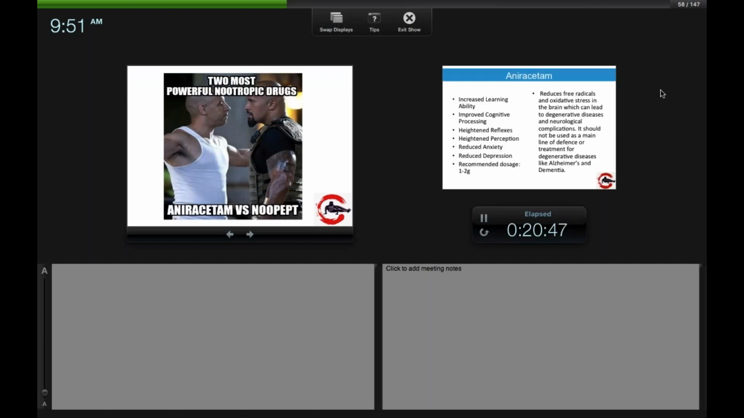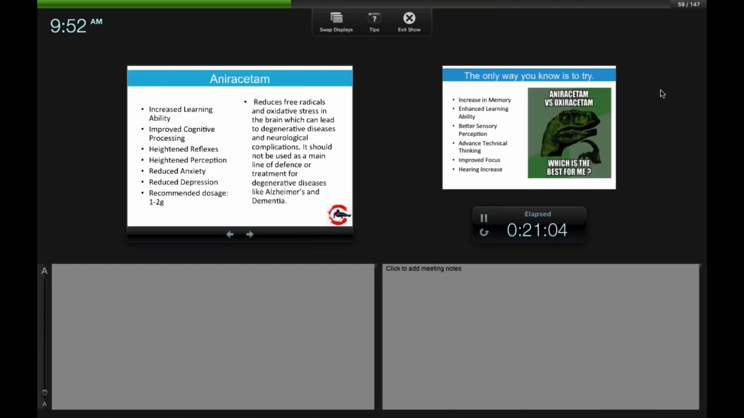All right, so let's move on to two of my favorites, aniracetam and NOPEP. Aniracetam is probably my favorite nootropic. It's the one I've used the most. Two most powerful nootropics, aniracetam or Vin Diesel versus The Rock. All right, aniracetam. It increases learning ability and improves cognitive processing. Heightened reflexes, heightened perception, reduced anxiety, reduced depression. Recommended dose is 1 to 2 grams.